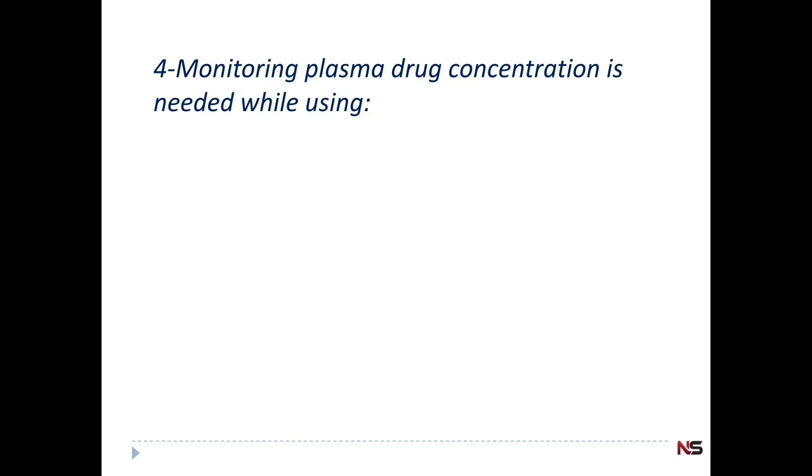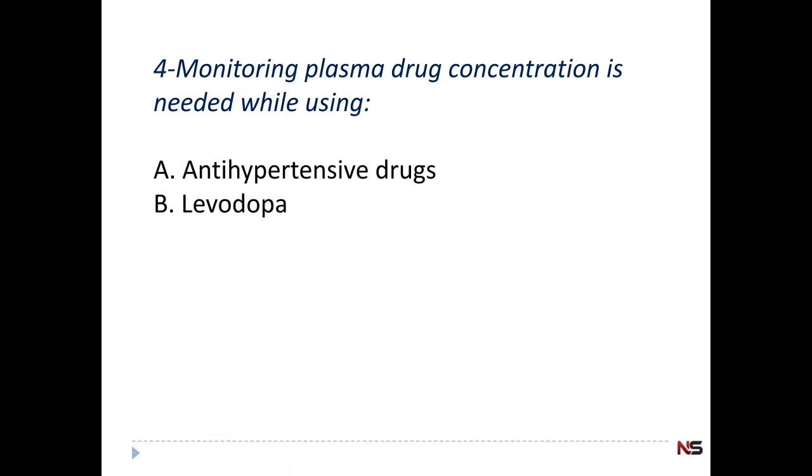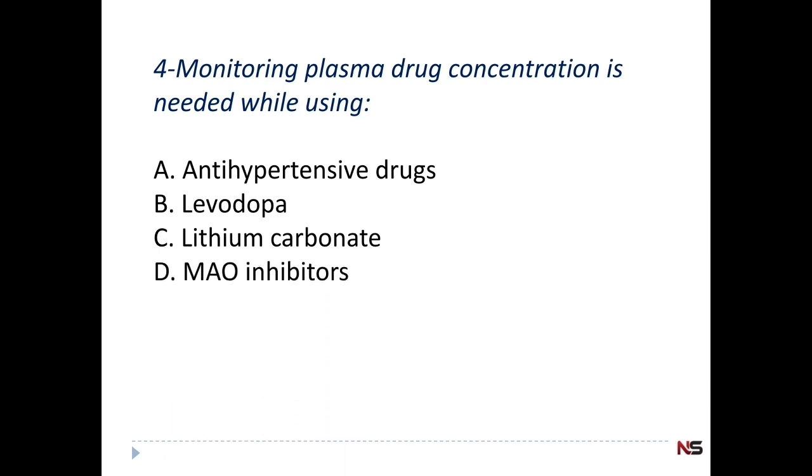So we are moving to next question, number 4. Monitoring plasma drug concentration is needed while using which drug? When you are taking any drug, you have to monitor the plasma drug concentration. Which is that drug? Too many drugs are there for the monitoring. Here in the options there are total 4 drugs. Out of this, which one do we have to monitor plasma drug concentration? Option A, antihypertensive drugs, that's BP drugs, then levodopa, then lithium carbonate, then MAO inhibitors.